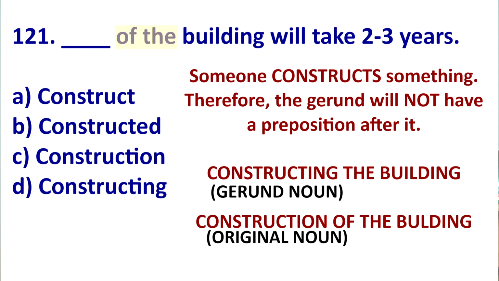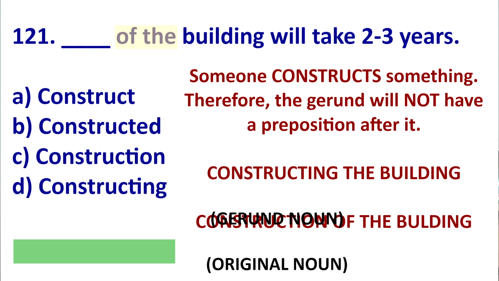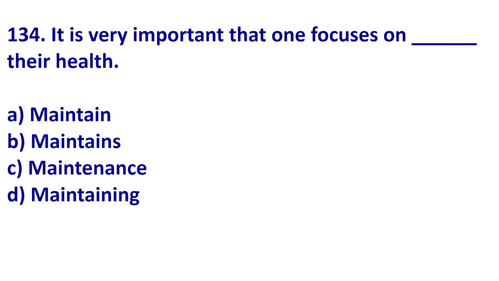Well, if I say I construct a building, that's fine. There is no of. So if I use a gerund, I would just say constructing the building. But because we have of, I'm going to use construction. I'm going to use the original noun. Let's look at number 2.